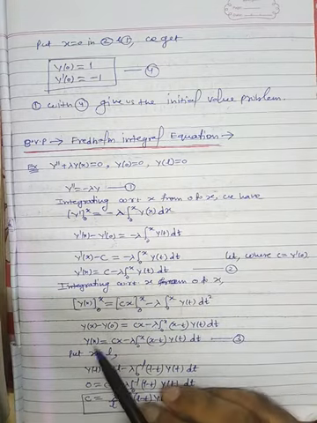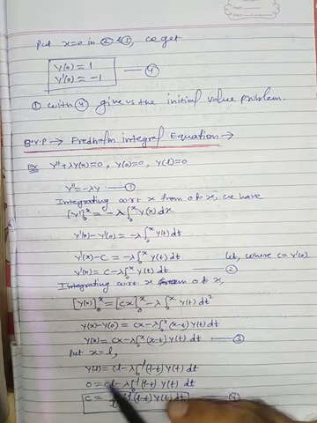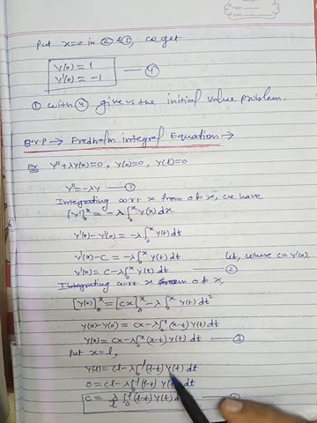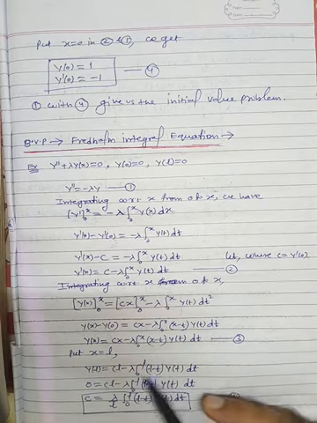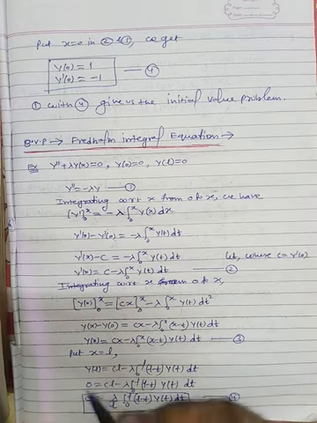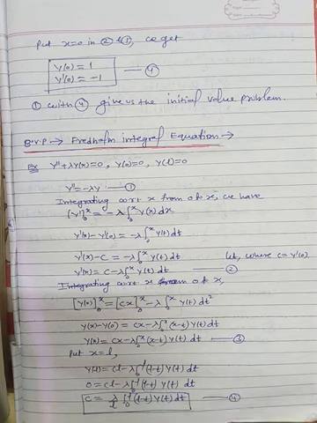So put x equal to L here, so y(L) will be 0. So the left hand side will be 0. So this will be y(L) is equal to cL minus lambda integral 0 to L, (L minus t) y(t) dt. Wherever there is x, we will replace it with L. But y(L) is 0, so this will be 0 is equal to cL minus lambda integral 0 to L, (L minus t) y(t) dt. So from here c will be lambda by L integral 0 to L, (L minus t) y(t) dt.